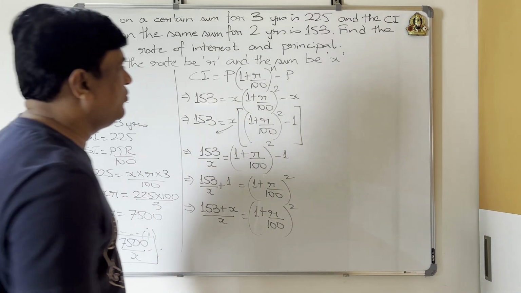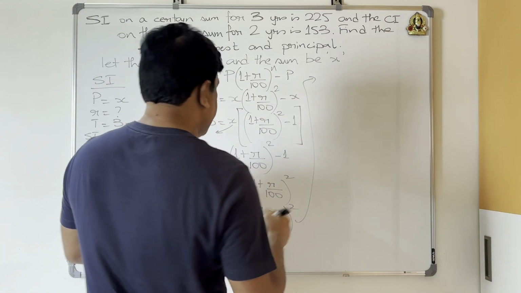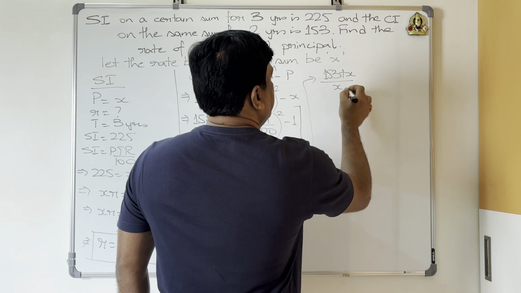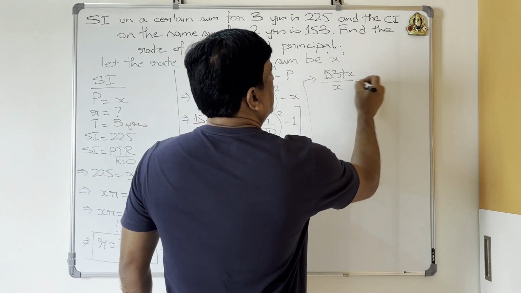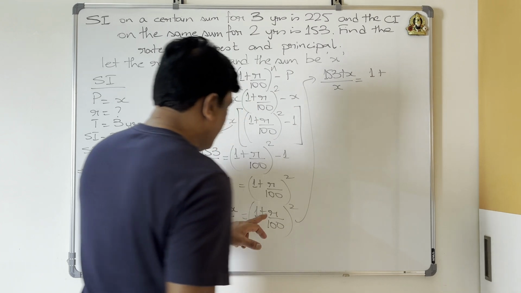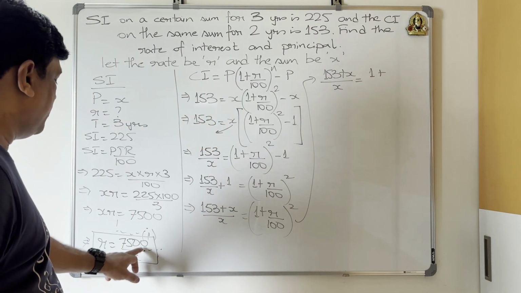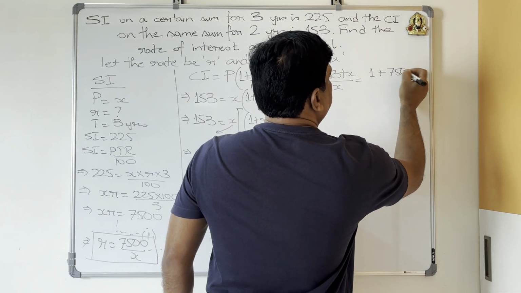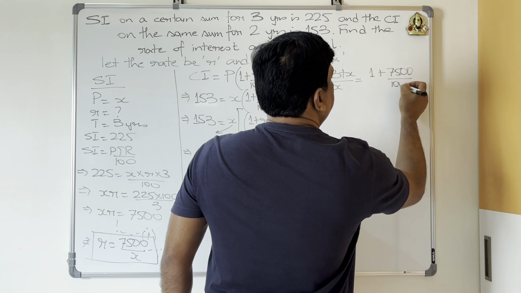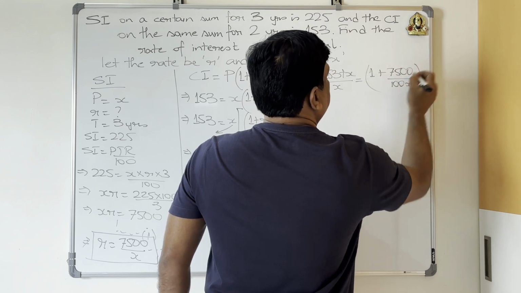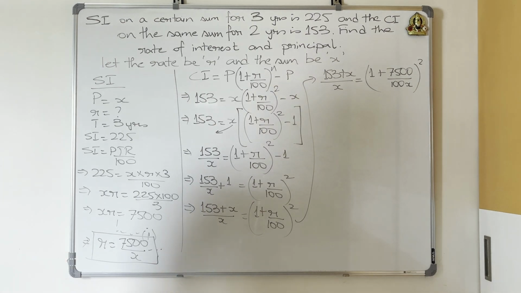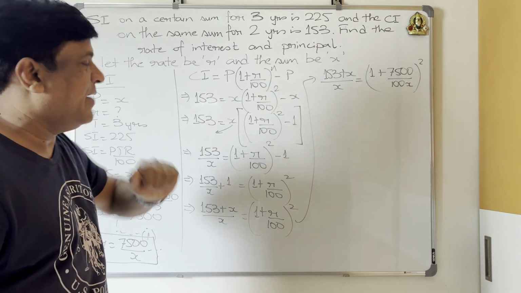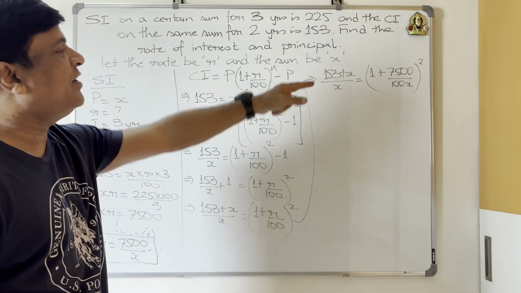substitution. Okay, so what do you get? If I go here, I get (153 + x) divided by x is equal to 1 plus, when I replace R is equal to 7500 by x, what will it become? It will become 7500 divided by 100x whole square. Look at it. All good? I have just replaced R by 7500 divided by x. I already had 100 in the denominator, I multiplied it.